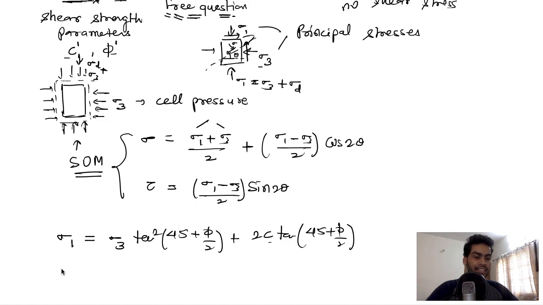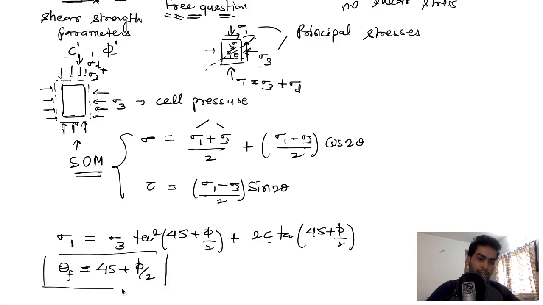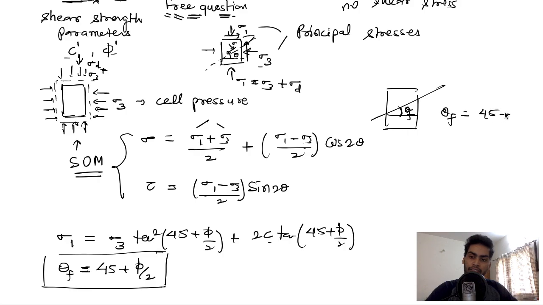And another relation for angle of failure plane theta f and the angle of internal friction. So these two are related as theta f is equal to 45 plus phi by 2. So that is the relation between angle of failure plane from horizontal and angle of internal friction. So if this angle is theta f, then theta f is equal to 45 plus phi by 2. So that is another thing that you can keep in mind.